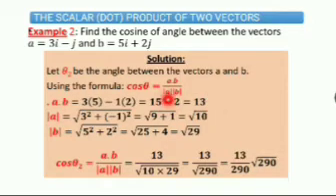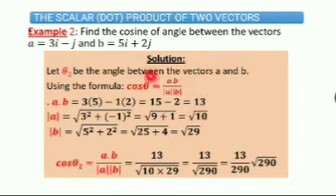Then the next thing to find is modulus of A. So to find the modulus of A, that is to say square root of 3 square plus minus 1 square. So 3 square is 9, minus 1 square is 1. 9 plus 1 is equal to 10. So that's why we're having square root of 10. Modulus of B: we have square root of 5 square plus 2 square. So 5 square is 25, plus 2 square is 4. So 25 plus 4 is equal to 29. So that's why we're having square root of 29 here.